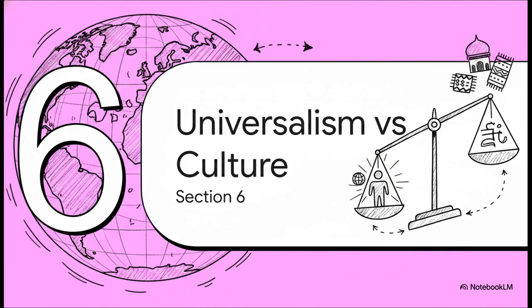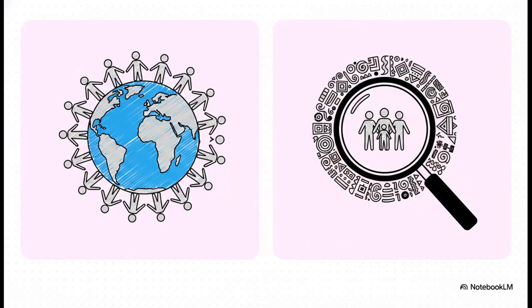And finally, Section 6, Universalism versus Cultural Relativism. We've arrived at the big modern friction surrounding these rights. On one side, you have universalism. This argues that because we all share equal human dignity, rights apply equally everywhere, no exceptions. The 1993 Vienna Declaration explicitly confirmed this.